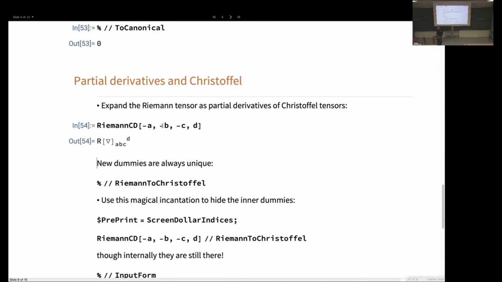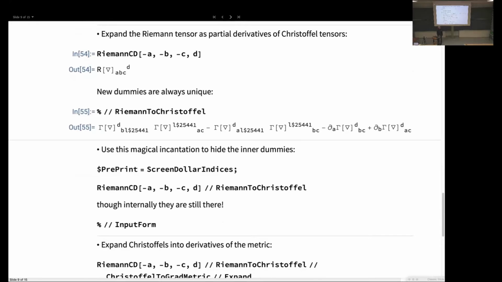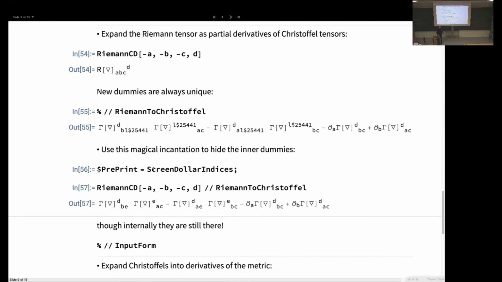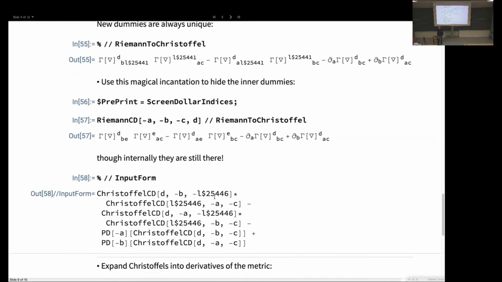So you can have the Riemann and then convert it into Christoffels. Now, dummy indices have that weird form. But then you write this sort of magical incantation, and from now on, you will not see them. So this is always needed, but I don't do it automatically so that people are aware that this is happening inside. Because internally, I'm still using these weird indices.